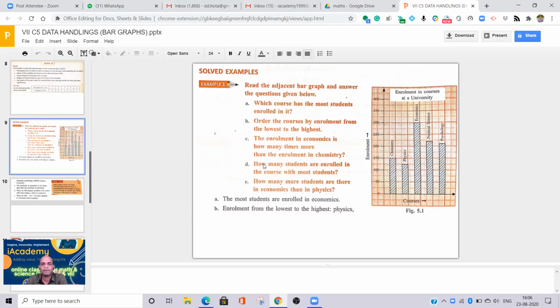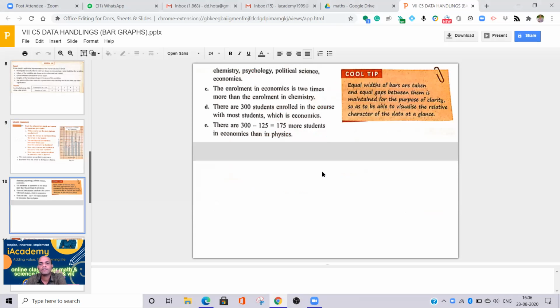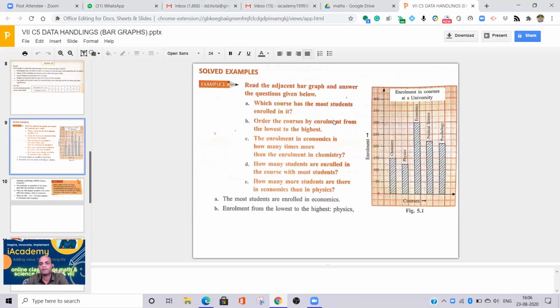Okay, this question I haven't answered. How many students are enrolled in the course with more students? You see, for this, the answer is that 300 students are enrolled in the course with more students. That is economics, right?